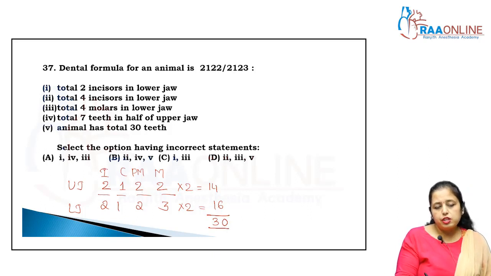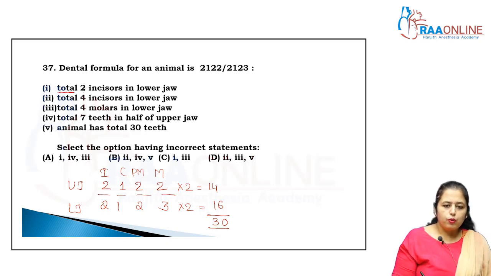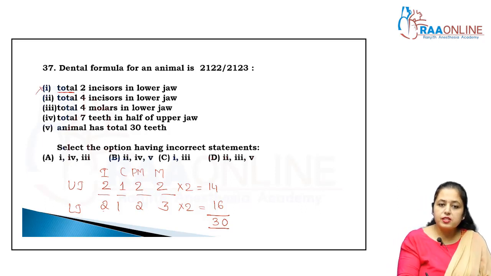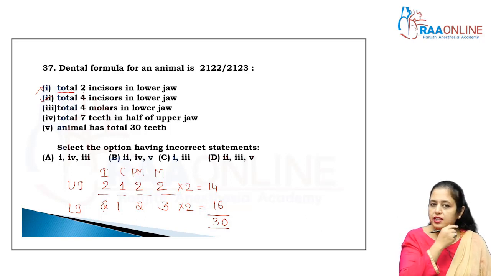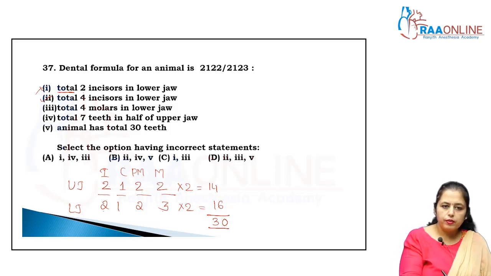Now in the question, the word total is used here. Total 2 incisors in lower jaw? No, 2 into 2 is 4, so that statement is wrong, right? Total 4 incisors in lower jaw: exactly correct. Total 4 molars in lower jaw? No, 3 is here and 3 is another, that is 6. So this is also wrong.